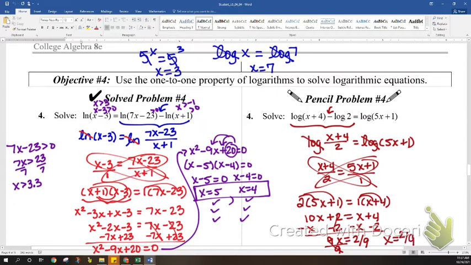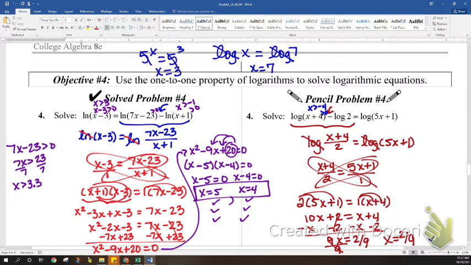Now remember, you have to check your domains, okay? So for this first one, x plus 4 has to be greater than 0, which means x has to be greater than negative 4. Is 2/9 greater than negative 4? It is. Okay, this is just log of 2. There's no x to plug in, so you don't have to worry about it, okay?